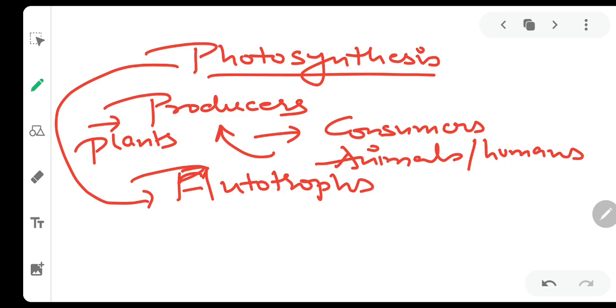Till then, you try to find out what the different heterotrophic modes of nutrition in plants are. That is the task for tomorrow to find out.